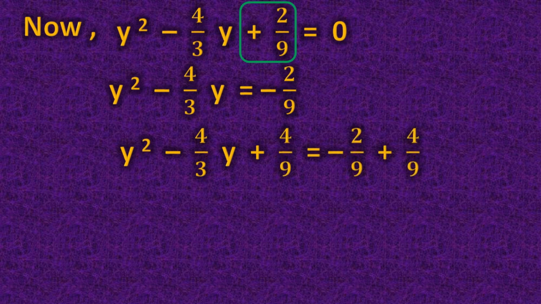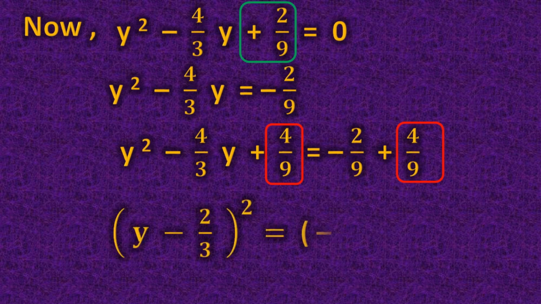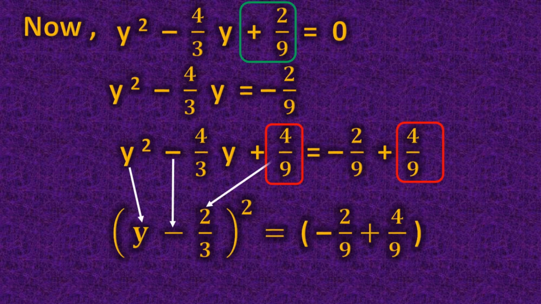Now add our k value on both sides. The k value was 4 upon 9. So we are adding 4 upon 9 on the left hand side as well as on the right hand side. Now check, the left hand side became the whole square of y minus 2 upon 3. Correct? How are you writing it? Take the square root of y square, and the middle sign you have to take, minus. And the square root of 4 upon 9 will be 2 upon 3. Correct? This way we got it.